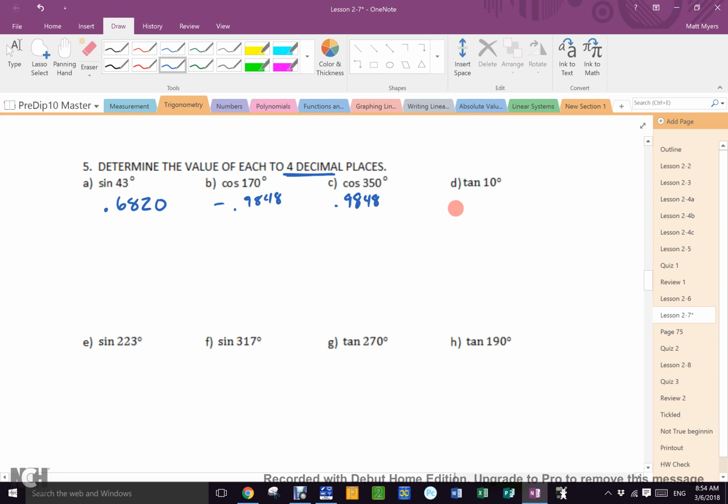This is so cool. 0.1763. What's E? Negative 0.682. What's F? Negative 0.682. What's G? Error. Undefined. And what's E? That is so cool. I think I get it.